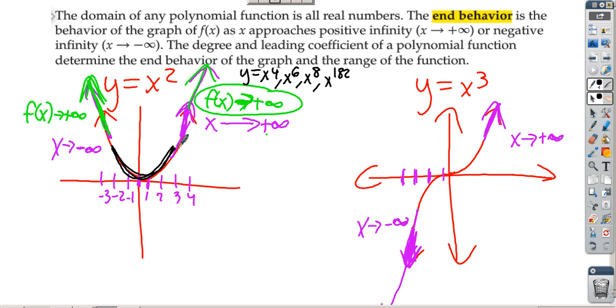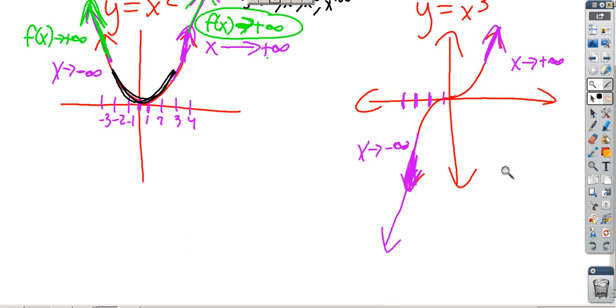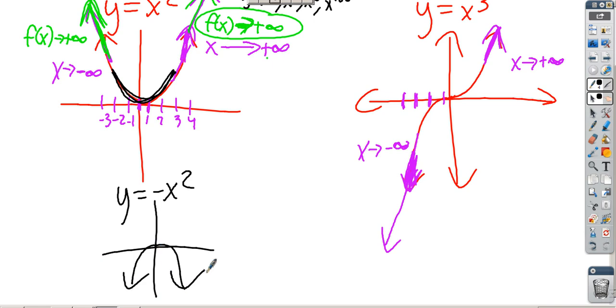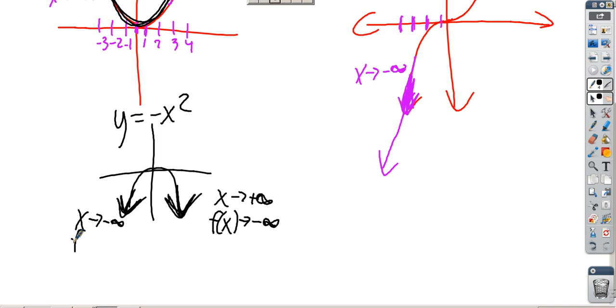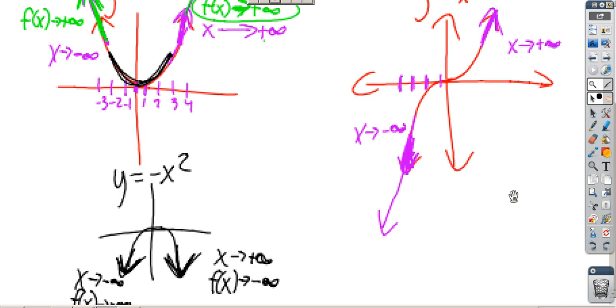Okay, if I were to put a negative in front of it, so suppose I graphed y equals negative x squared, all that does is it takes the parabola and turns it upside down. So how does that change the end behavior? As x goes to positive infinity now, this arrow right here, the f of x, is going downwards. That's going towards negative infinity. Here on the other side, as x goes to negative infinity, where is this arrow going? It's also going to negative infinity. So that's the thing to know. With even numbered exponents, the f of x always ends up in the same place, either positive or negative infinity.